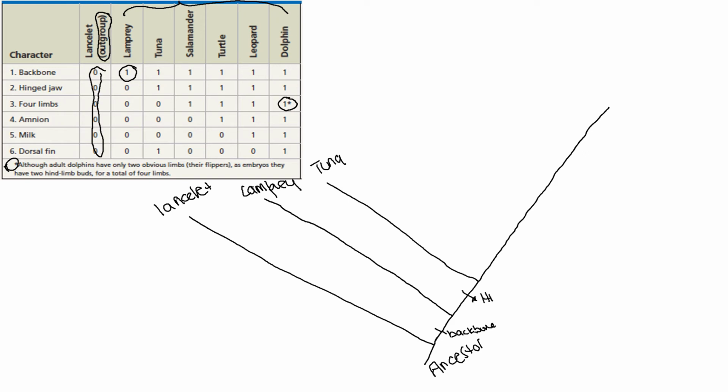So you don't want to put dorsal fin here, because if you put it here, then that suggests everything after that also has a dorsal fin. Okay, so we know that everything has a hinged jaw. So we're going to put hinged jaw here.